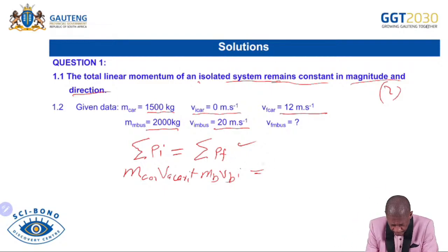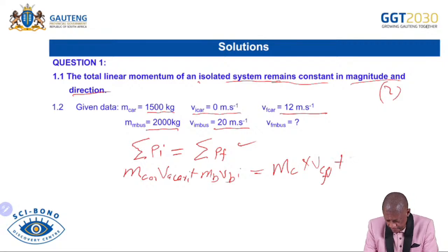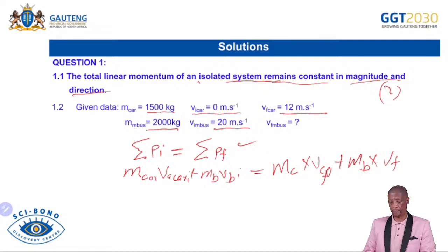So now it means this is going to be the mass of the car multiplied by the velocity of the car. This is final. Remember, this was initial, and this is final, which is F. Plus the mass of the bus multiplied by the final velocity of the bus.